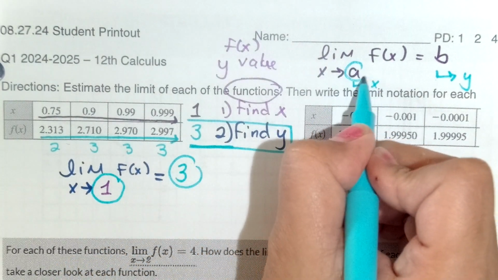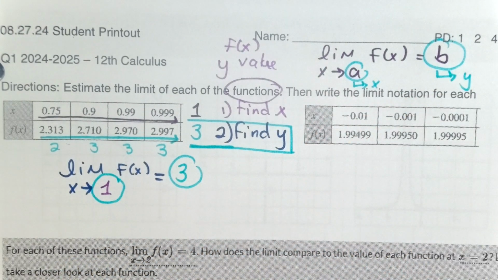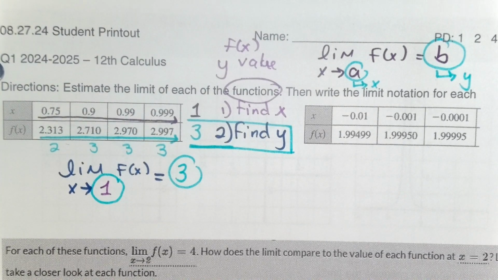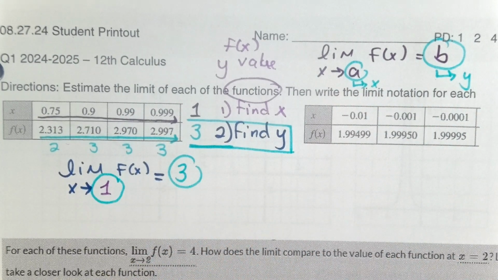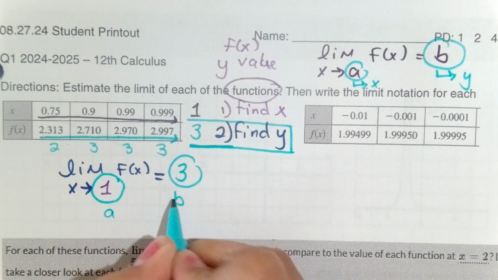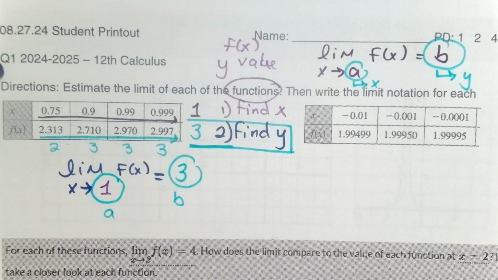Okay? So the only things right now that you're going to be filling in are a and b. Eventually, we'll get there when we're filling in other things. Right now, we're only filling in a and b. So this is a and this is b. Are there any questions?